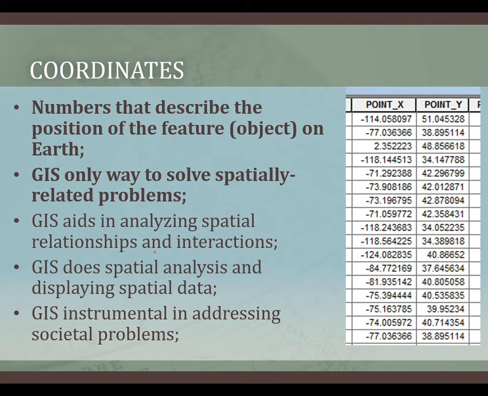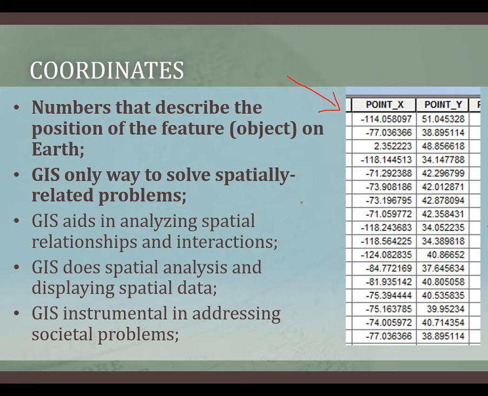So coordinates, well, you already know that as engineers, they are simply numbers that describe the position of the feature or object on earth. So GIS, guys, is the only way to solve any database related to some kind of spatial database, by adding the X and Y, the location of exact features, and having them connected to others. So GIS does spatial analysis and displaying spatial data.